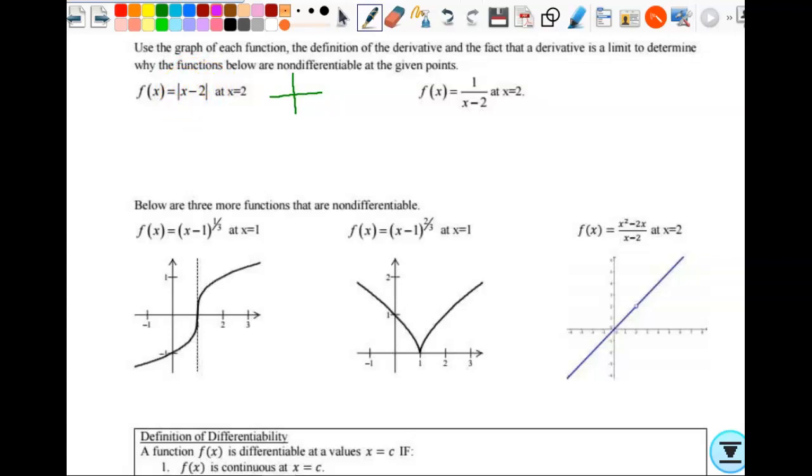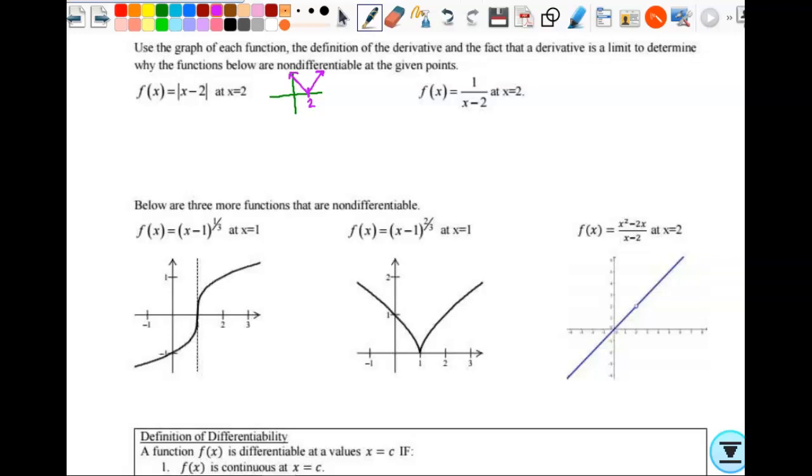Just if we're going to graph this picture. This graph moves to the right 2, so it's going to look something like this. This is at 2. Okay? So is it differentiable at 2? No. Why? Because it's pointy, but we would say sharp turn, but yes.